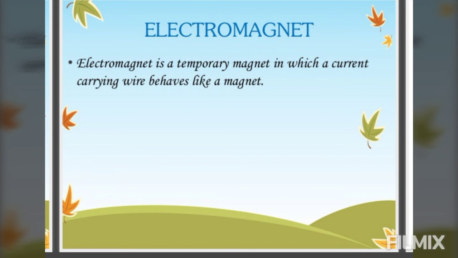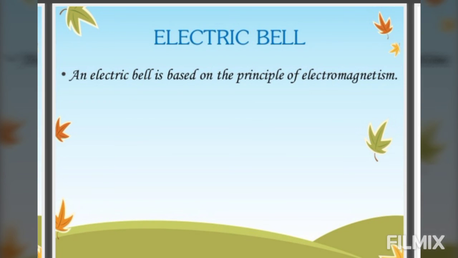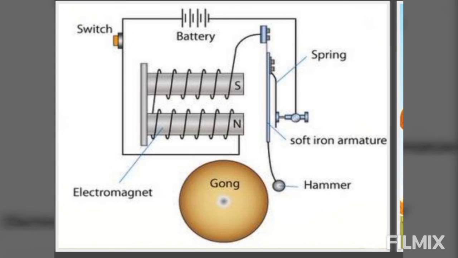Now we will study a very important topic, that is the electric bell. An electric bell, as I have just now told you, is based on the principle of electromagnetic effect. Here you can see the figure of an electric bell. Electric bell is the most common application of electromagnet. It consists of an electromagnet, a springy iron strip, a hammer, a gong, two switches and a connecting wire.